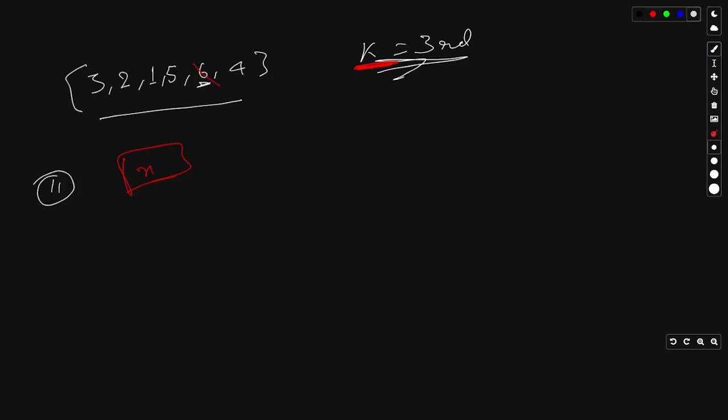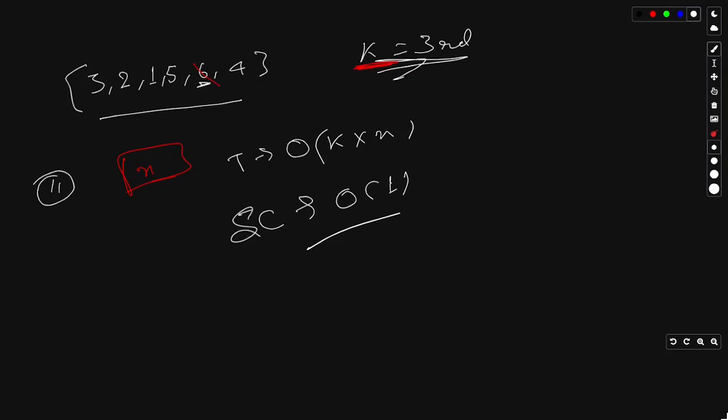But the time complexity will be very bad, since it depends on k. It will be O(k times n), and the space complexity will be constant. So this is the second approach, where we will have a for loop and eliminate elements. The second approach is to eliminate the largest element k times.